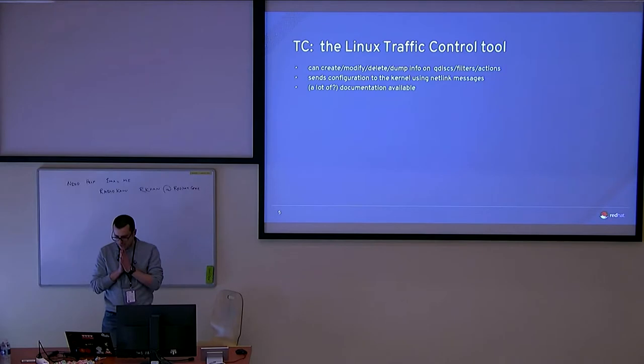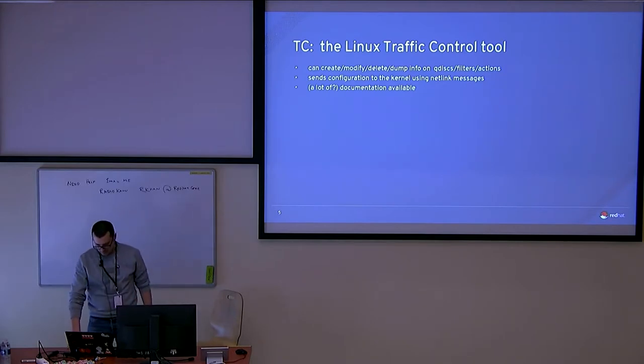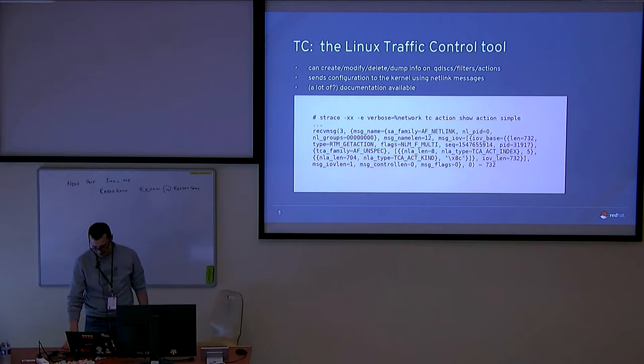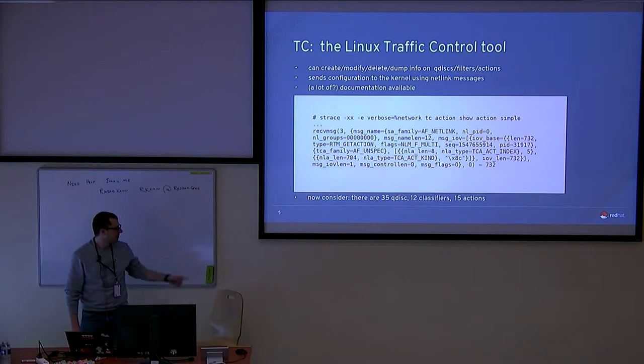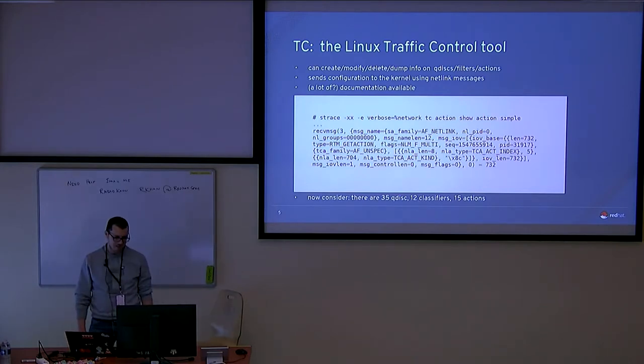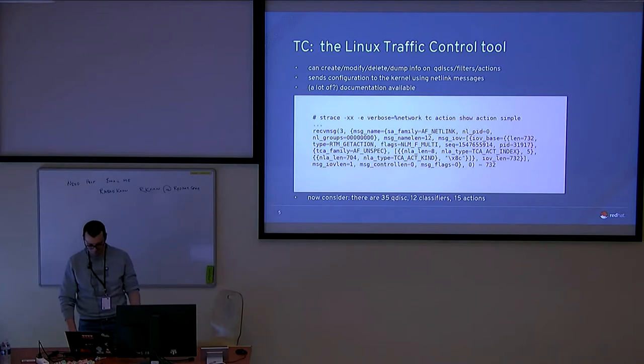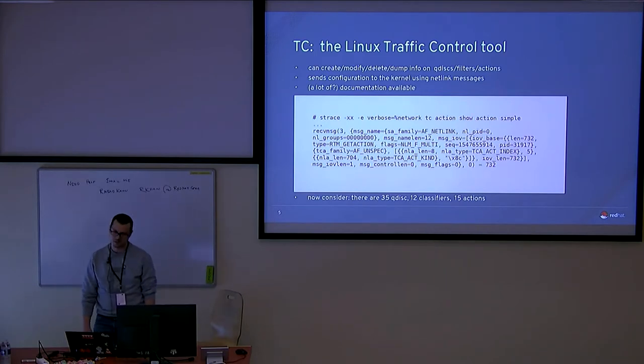You can try to get an idea of how big this configuration space is by trying this command. You just show the simplest option in the kernel and see what kind of messages travel inside. And this is the message. It's a big netlink message carrying data. And after that, consider we have these objects: 35 qdiscs, 12 classifiers and 15 actions, maybe more, because I know of people writing more qdiscs and more actions. So with this space of configuration, the probability of breaking something is not negligible.